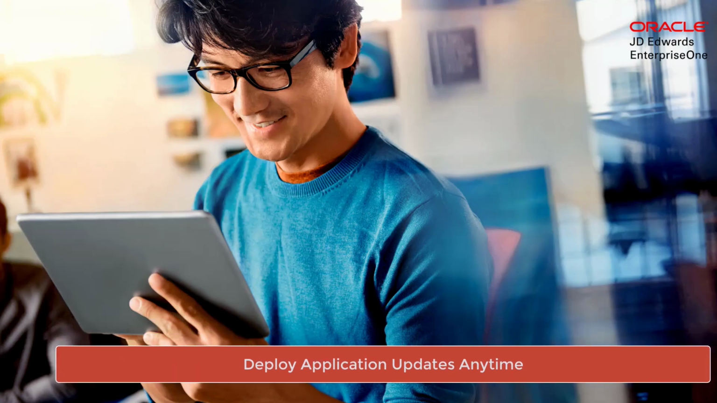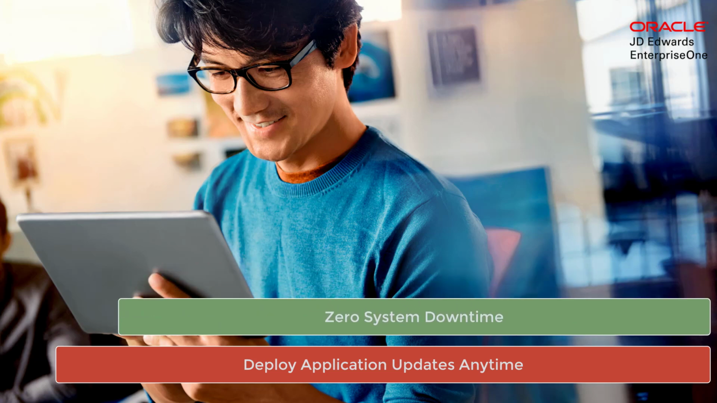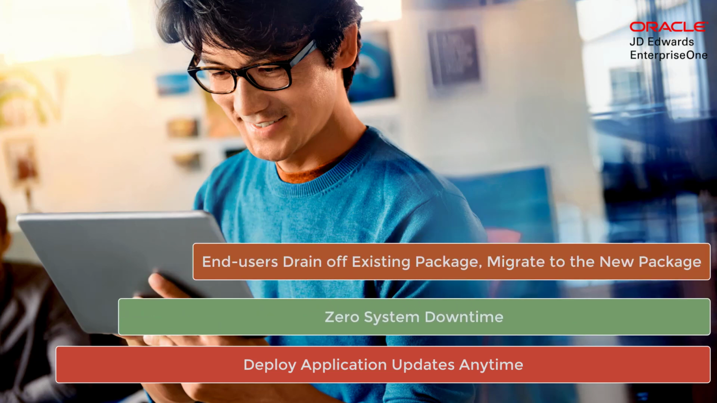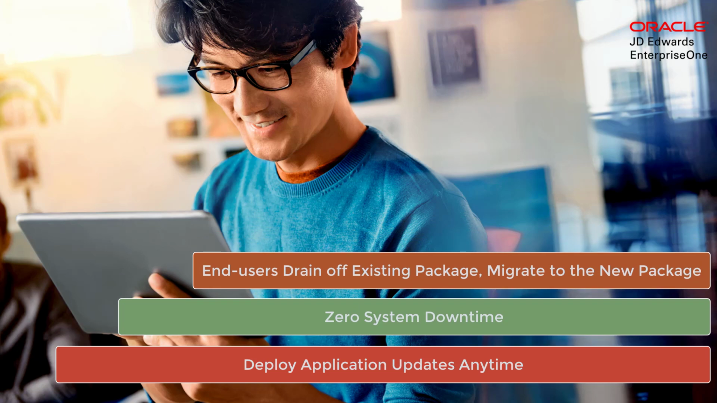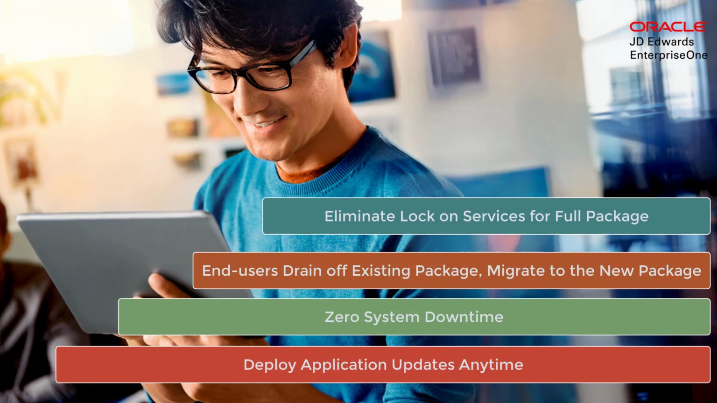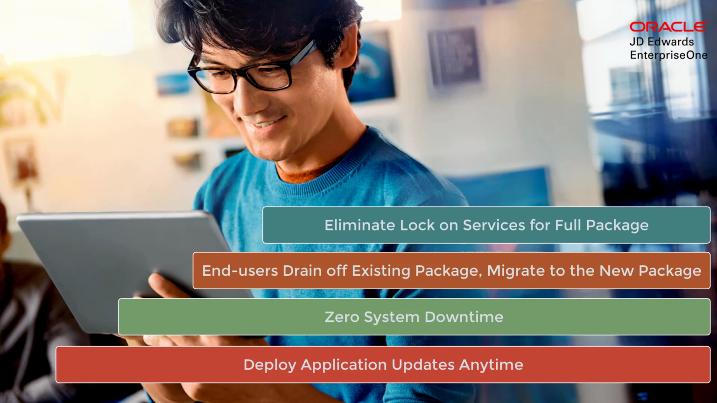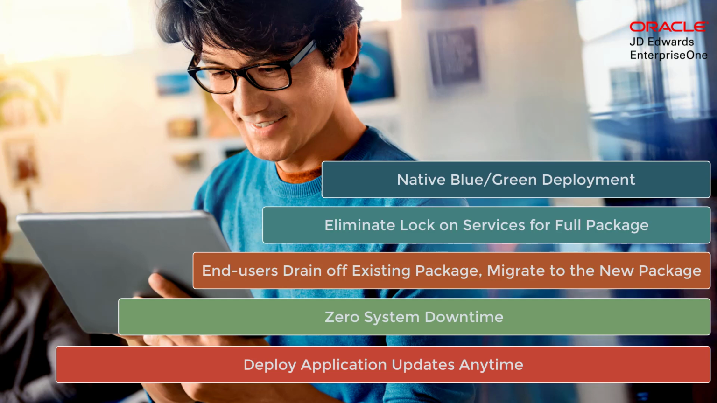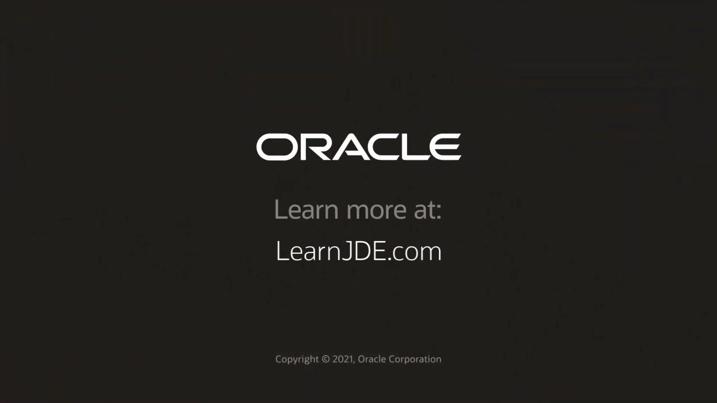The main benefits of this feature are, Harry can now deploy application updates and packages anytime. A new package is deployed on the system with zero downtime. Harry will wait for the last user on the existing package to sign out and ensure that all the users are using the latest package and then delete the old package. Harry does not have to lock the enterprise server to deploy full packages. Enterprise One has a native blue-green deployment for all full package deployments, leveraging existing infrastructure and without any additional configuration and minimum resource addition. For more information, visit us online at learnjde.com.